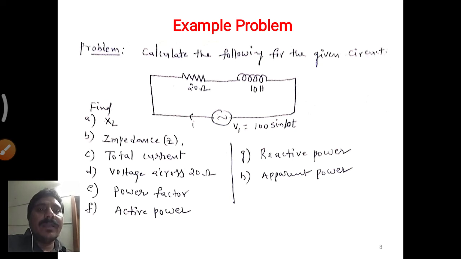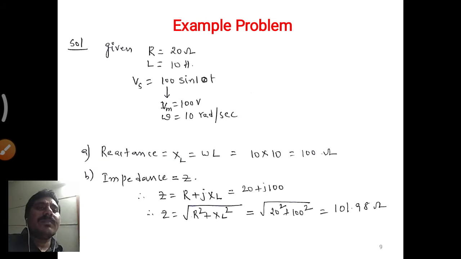A bit: XL, the reactance. B bit: impedance, the Z value. Already we know that Z is equal to R plus JXL. Then total current, voltage across 20 ohms, and power factor, which is cos theta. Here we have to find theta and apply the cos value. Active power is VI cos theta, reactive power is VI sin theta, apparent power is VI. Like that we have to apply all these concepts and calculate the required quantities.